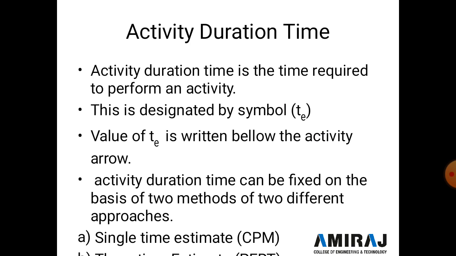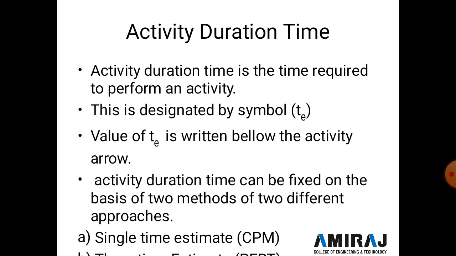So the important thing is that activity time is written on a CPM diagram, in the form of days, weeks, months, etc. And the activity duration time can be fixed on the basis of two methods: single time estimate and three time estimate. So here's what a single time estimate is and what a three time estimate is.